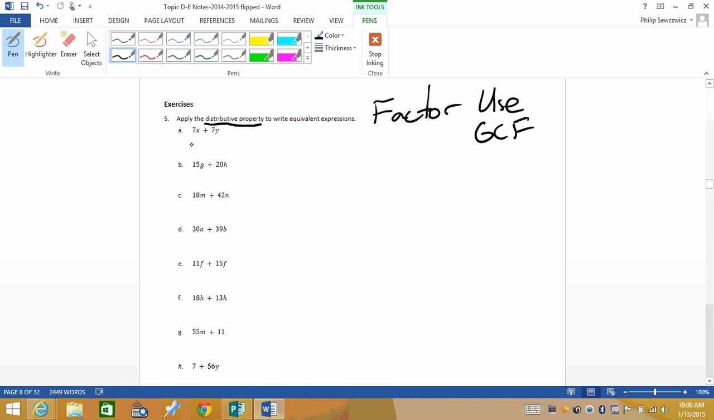What's the greatest common factor between 7x and 7y? Well, you should have 7. So 7 times what is 7x? Well, 7 times x is 7x. Plus, and then 7 times what is 7y? Well, 7 times y is 7y. All right, let's jump on down to letter C.